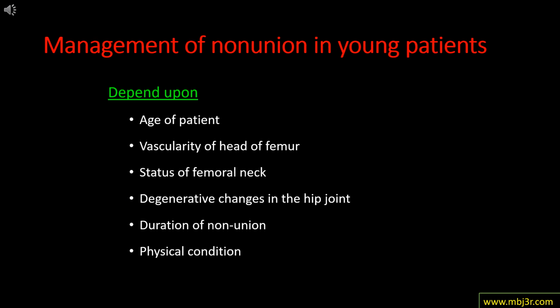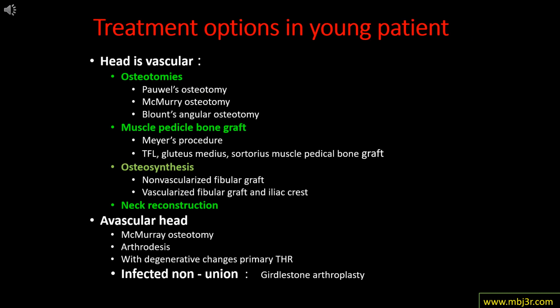Management of a non-union in young patients depends upon age of the patient, vascularity of the head of the femur, status of femoral neck, degenerative change in the hip joint, duration of the non-union, and physical condition of the patient. Treatment options in young patient with a non-union neck femur: if the head is vascular, you can do osteotomy.